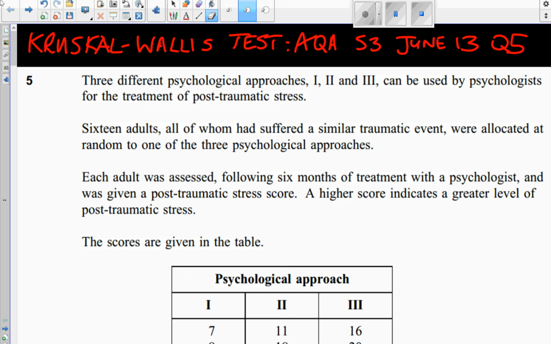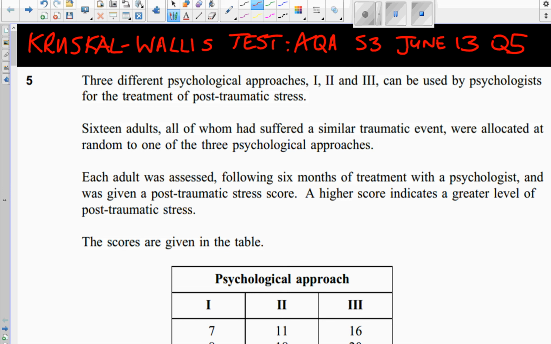This is a demonstration of the Kruskal-Wallis test. I'm going to use AQA S3 paper June 2013 question 5 as an example, and let's work our way through it. Okay, what's the question tell us?